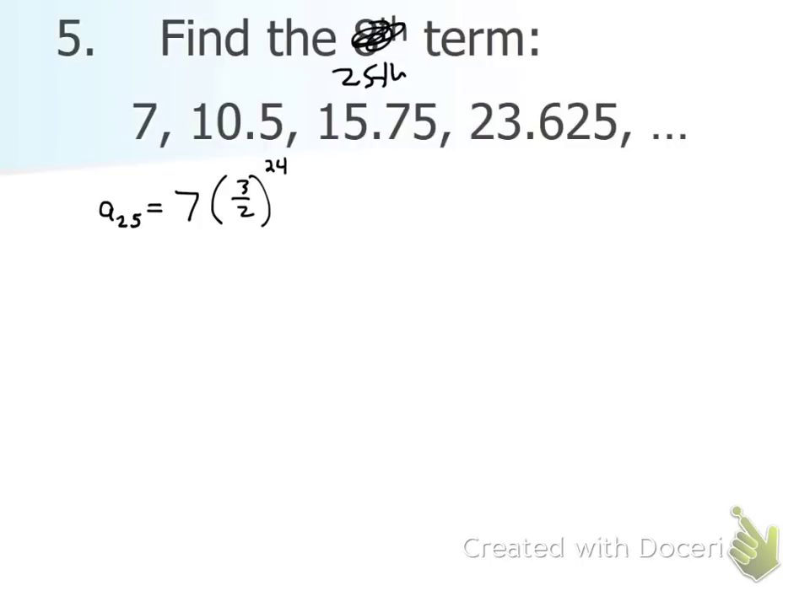Everybody grab their calculators. Take 1.5 raised to the 24th. Hit enter, multiply it by 7. Now maybe try hitting math and see if that will go to a fraction. It may not, did it? No, so we have to write it as the decimal answer. Micah, what do we have?